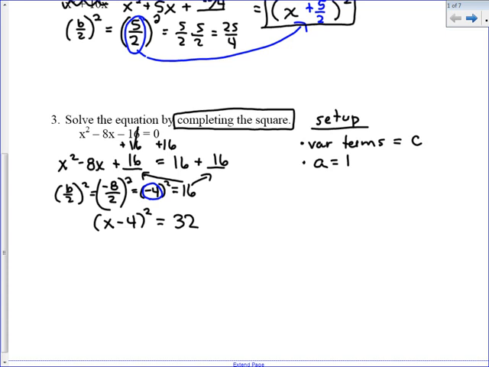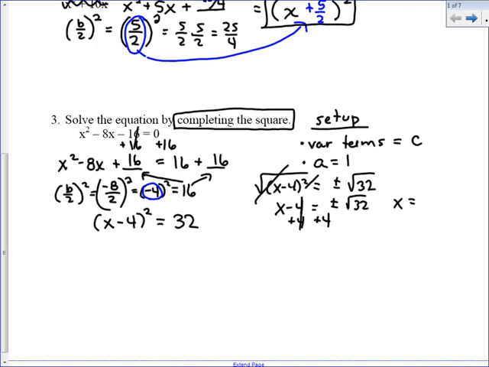And now this looks just like number 1, and we can go back and solve it by the square root property. So I'm going to take the square root of x minus 4 squared equals plus or minus the square root of 32. Squaring and square rooting on the left side cancel. x minus 4 equals plus or minus the square root of 32. Just solving it now like number 1. Add 4, put it in front of the plus or minus. So x equals 4 plus or minus the square root of 32. After you complete the square, you just go back and solve it like you did number 1.